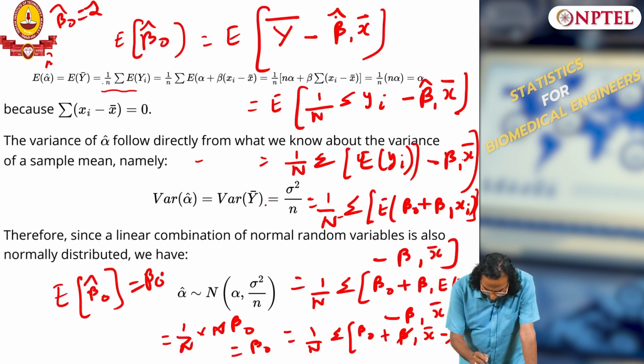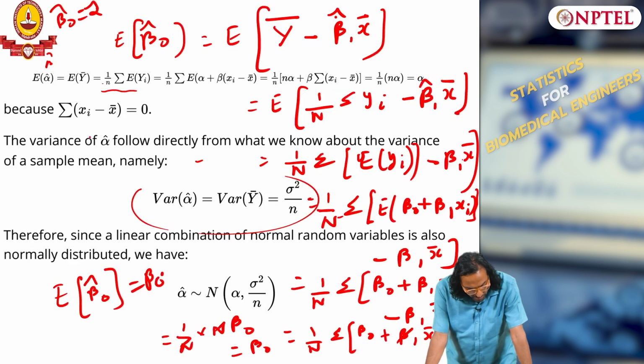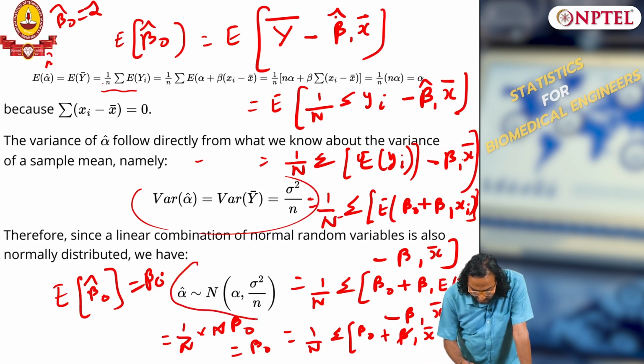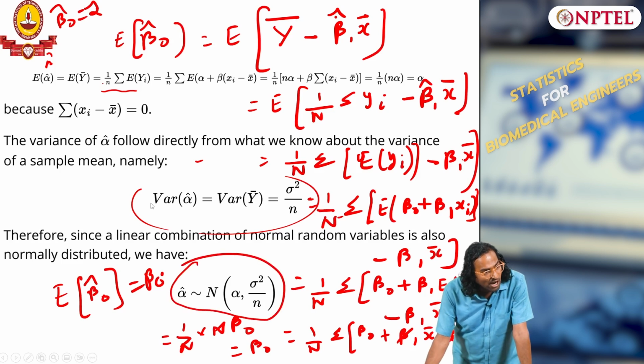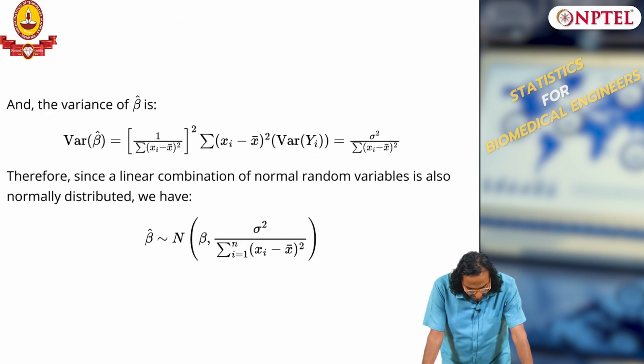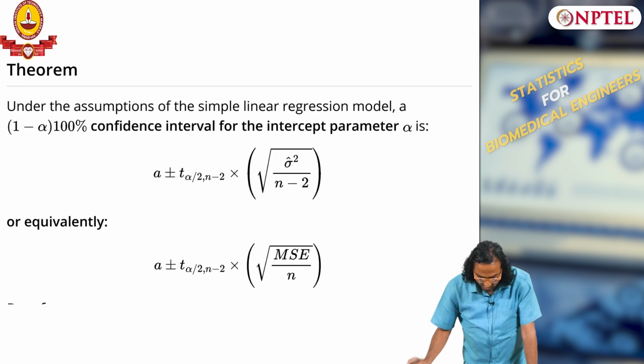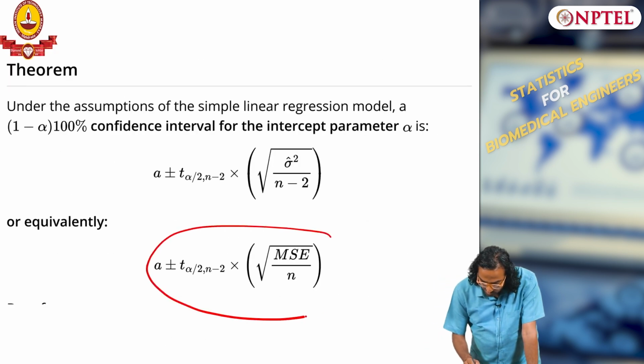So the variance of alpha hat is also known, expectation of alpha hat is known. Expectation of alpha hat equals alpha, variance of alpha hat equals sigma squared over n. So alpha hat follows a normal distribution with mean alpha and variance sigma squared over n. Now with these assumptions I can show that alpha follows a t distribution with this kind of thing.